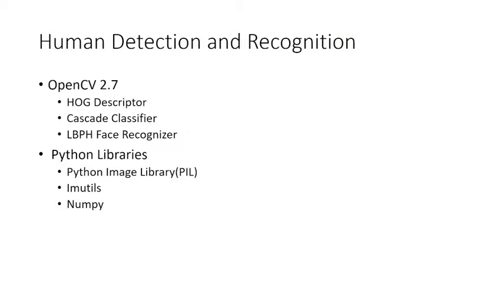Here are the prerequisites for running the human detection and recognition program. It requires OpenCV version 2.7 with some other Python packages, such as Python Image Library, imutils, and numpy. HOG descriptor is used for human detection, cascade classifier for face detection, and LBPH face recognizer for face recognition.